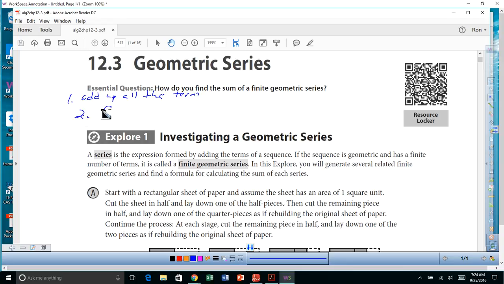And the formula is S sub n equals a times 1 minus r to the n over 1 minus r. Those are supposed to be r's. I can do a little bit better job than that. 1 minus r to the n divided by 1 minus r. All right, so let's try this.